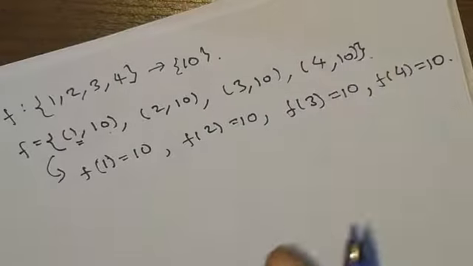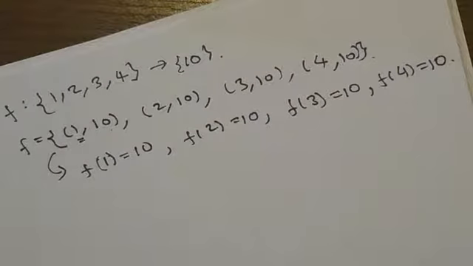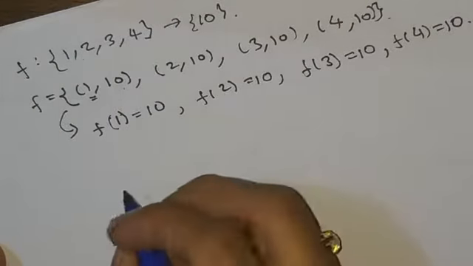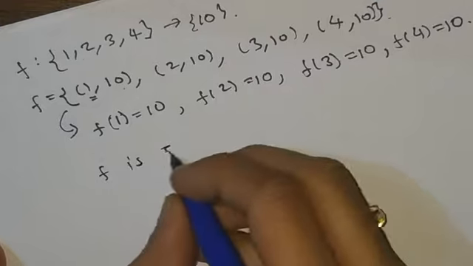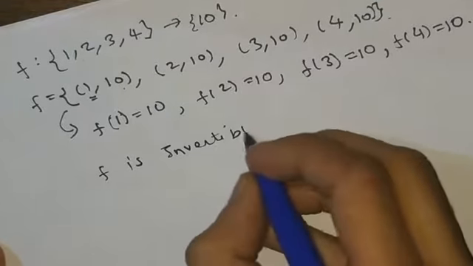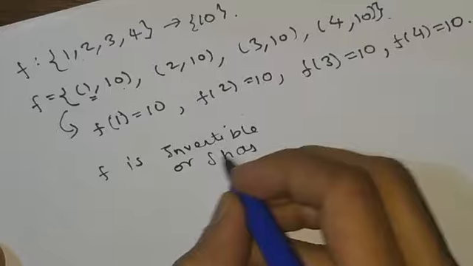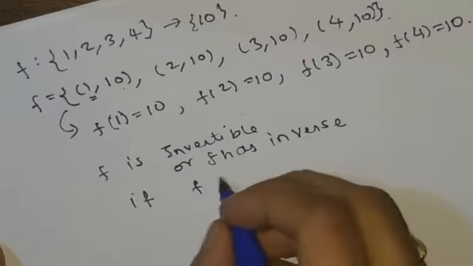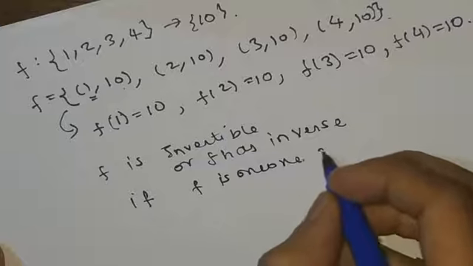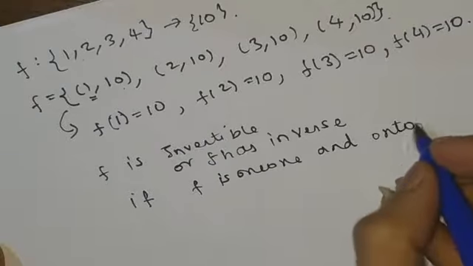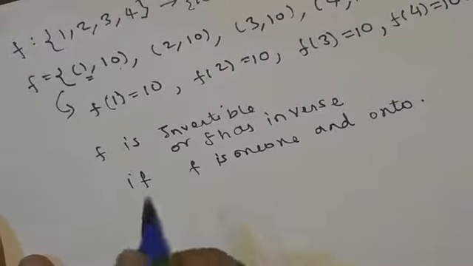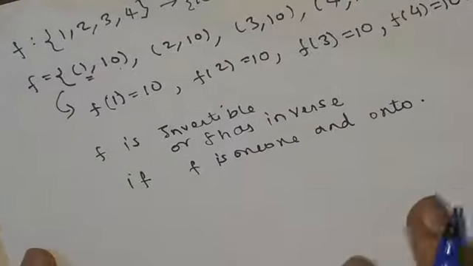Now we have to check whether this function will have inverse or not. Okay, so when the function is said to be invertible, or when the function has an inverse, so f is invertible or f has inverse if f is 1-1 and onto. Okay, if f is 1-1 and onto, then f is invertible or f has an inverse.